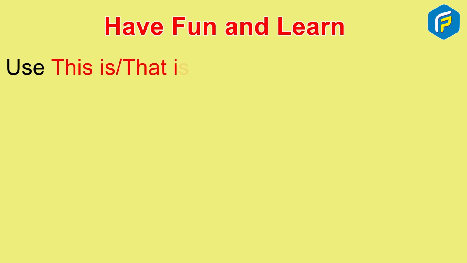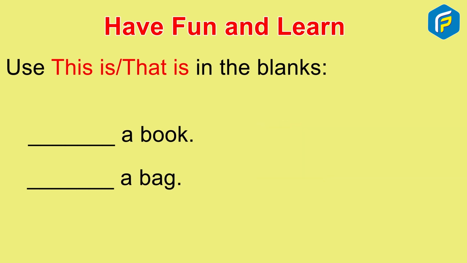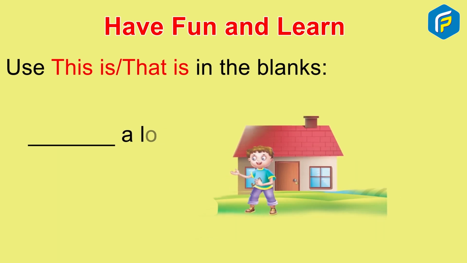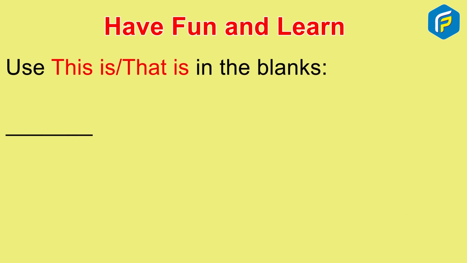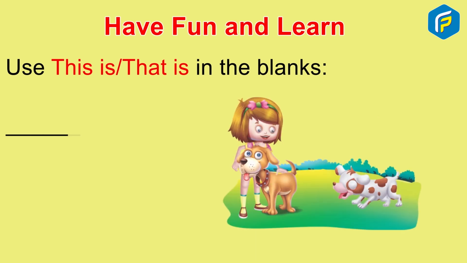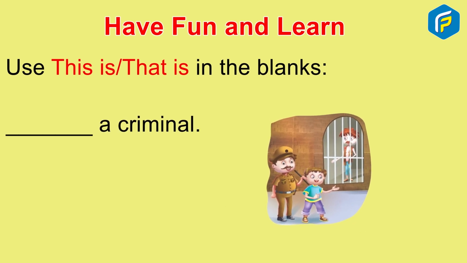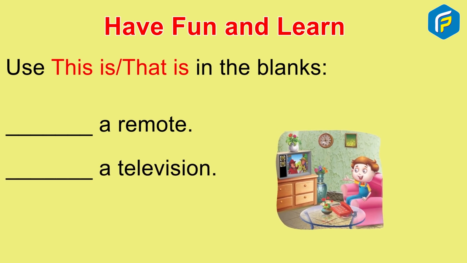Use this is, that is in the blanks. This is a book. That is a bag. This is a lock. That is a key. This is a boy. That is a child. This is a dog. That is a pup. This is a criminal. That is a policeman. This is a remote. That is a television.